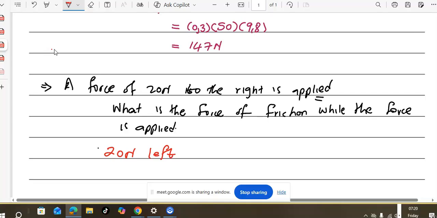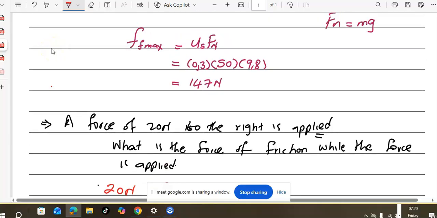I'm going to explain why I'm saying that. Remember, can you see this applied force? This applied force is 20 newtons, right? Yes, sir. The applied force is less than the maximum force of static friction. So the friction will apply the same force in the opposite direction to stop the crate from moving. So this tells us that in order for the crate to move, we need an applied force that is greater than 147.